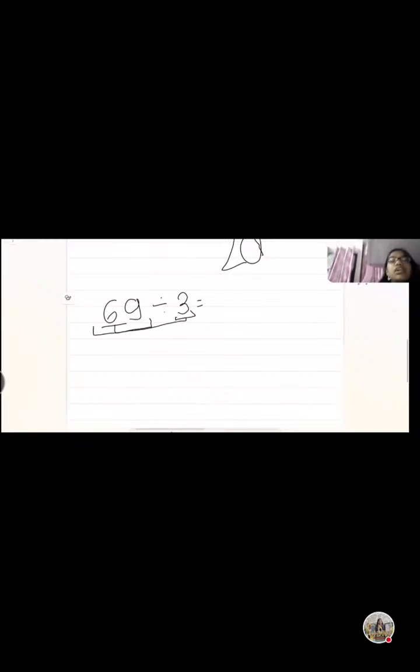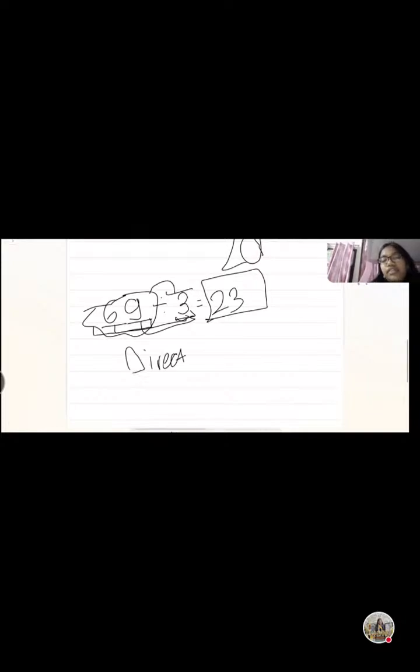Okay. Yeah. Now, 6 divided by 3 is how much? 2. We'll write 2 here. Then 9 divided by 3 is how much? 3. We don't have any remainder, because both the numbers were divisible by 3 properly, right? So our answer is 23. This was a direct division.